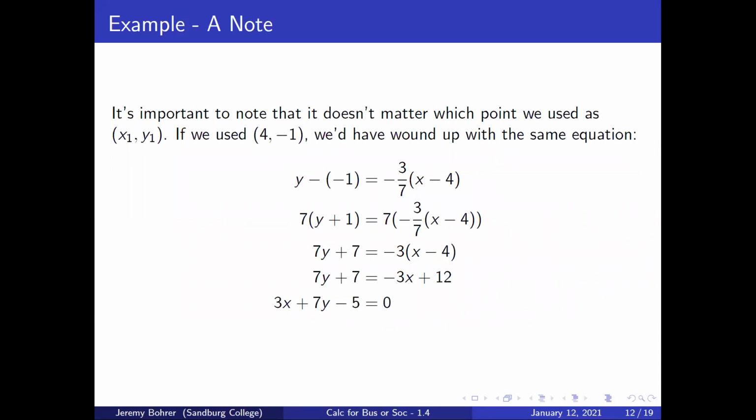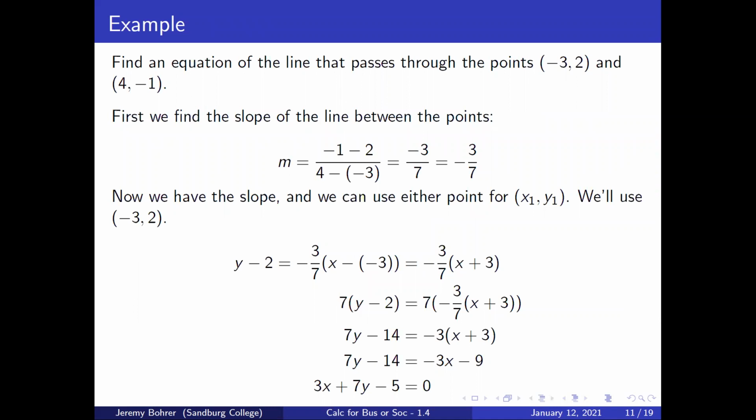And it's important to note that it doesn't matter which point we used as (x1, y1). If we used (4, -1), we'd still wind up with the same equation. y - (-1) equals -3/7 times (x - 4), and we multiply everything by 7 to get 7y + 7 equals -3 times (x - 4). 7y + 7 equals -3x + 12. So 3x + 7y - 5 equals 0. Same equation we got on the previous page. Same thing.